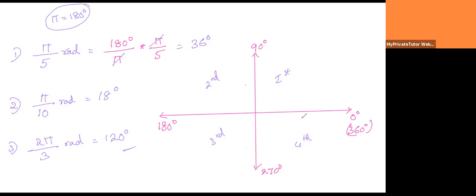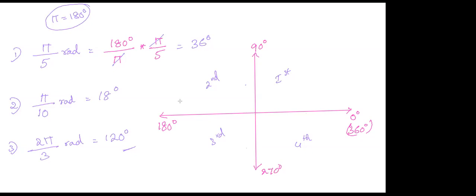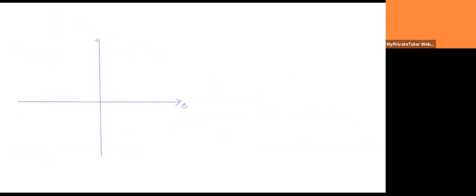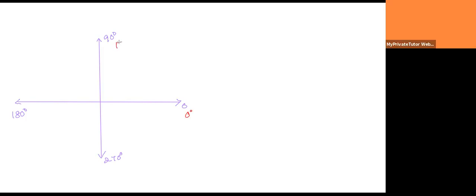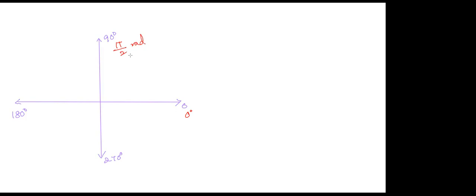That's nice. Similarly, you might get a question like this. You have drawn this: 0 degrees, 90 degrees, 180 degrees, 270 degrees. Can you please tell me in radians? So this is 0 radians, this is pi by 2 radians, this is pi radians, and this one looks like 3 pi by 2 radians. Do you agree with this? Yeah.